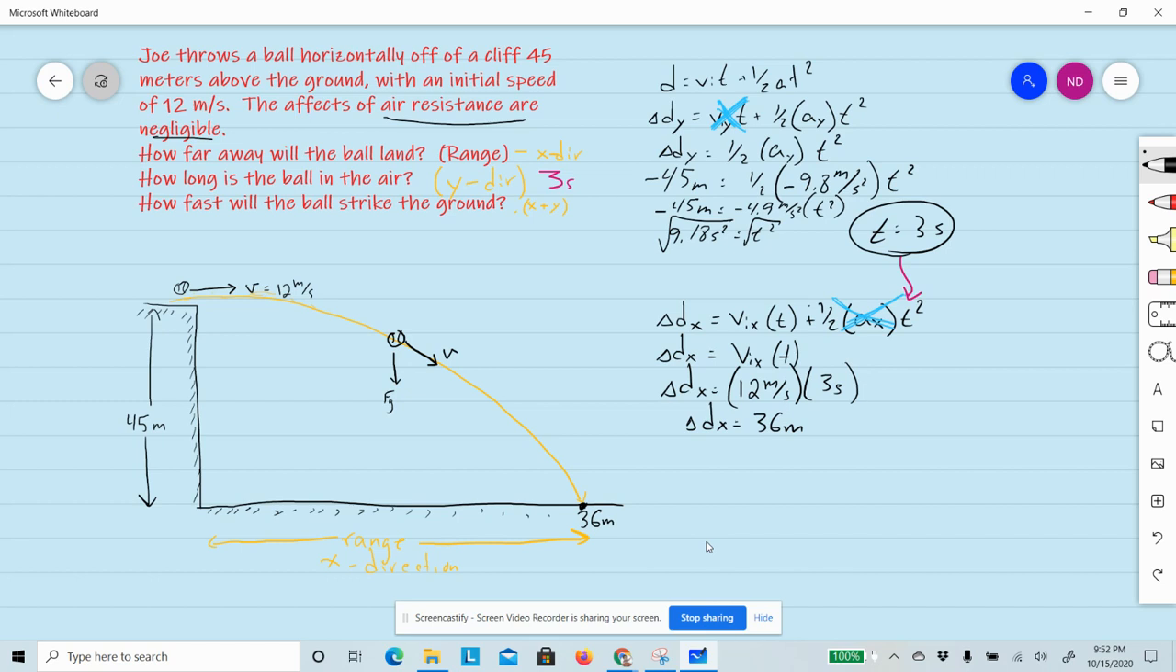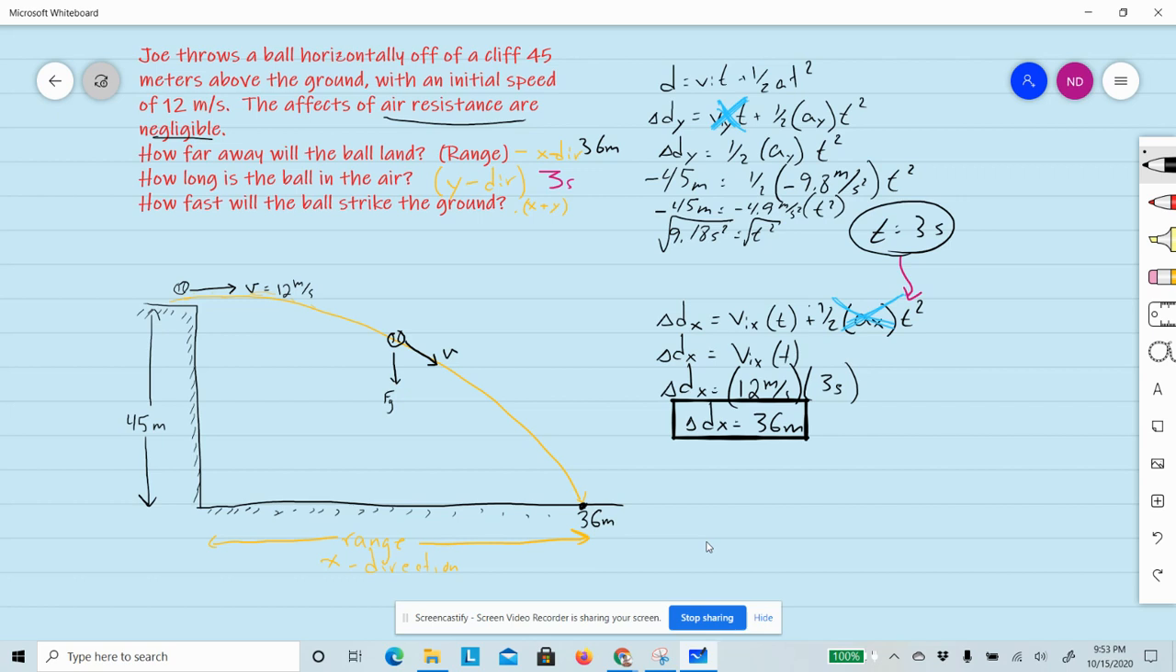My picture is not to scale. That's why it should be someplace over here. Okay, so it's only going 36 meters sideways, but it falls 45 meters that way. And it's in the air for 3 seconds. Very important. Have 36 meters.